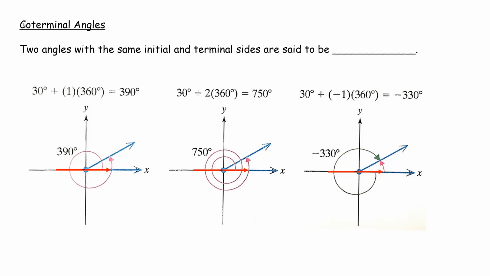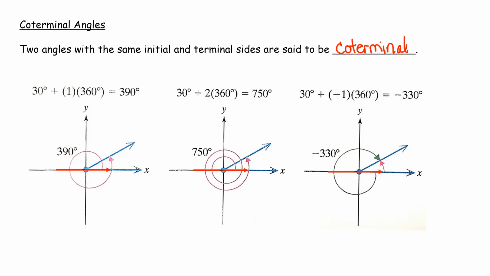Okay, so two angles with the same initial and terminal sides are called coterminal. And what I mean by that is that they start on the positive x-axis and then they rotate some number of degrees or radians, and they end up in the same place, even though they may have gone a different number of degrees or radians.